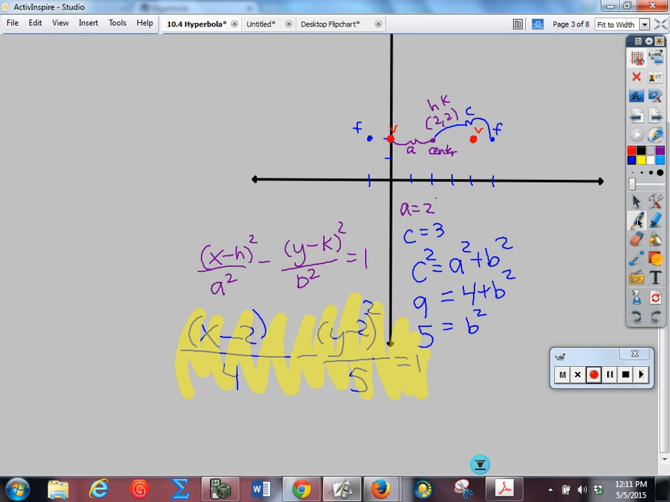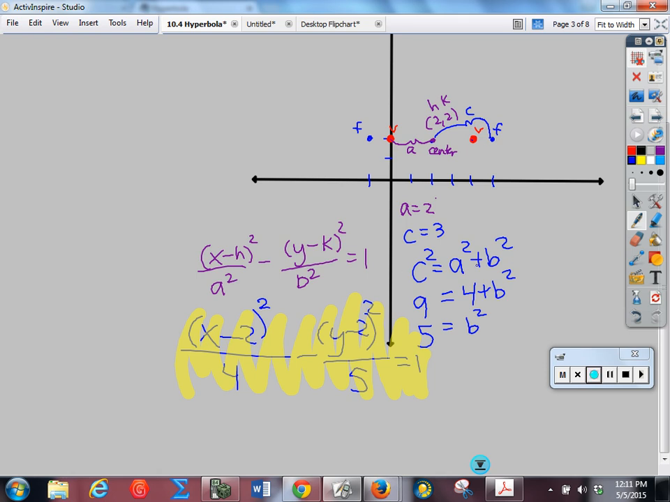A, I could see from the center over to the vertex. That was A, so that was just 2. And then I had to find B because I knew what C was. So once I found that C was 3, from here to here is 3, then I used this to find the B.